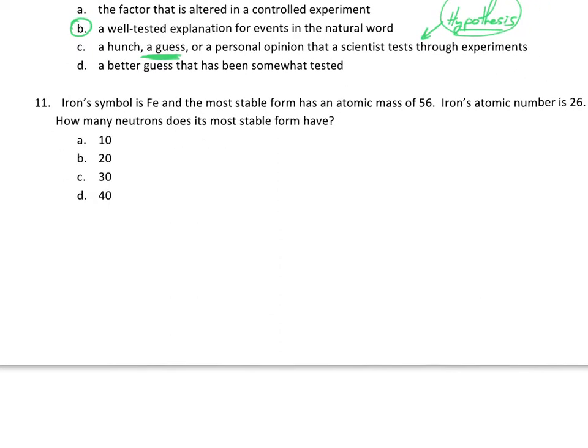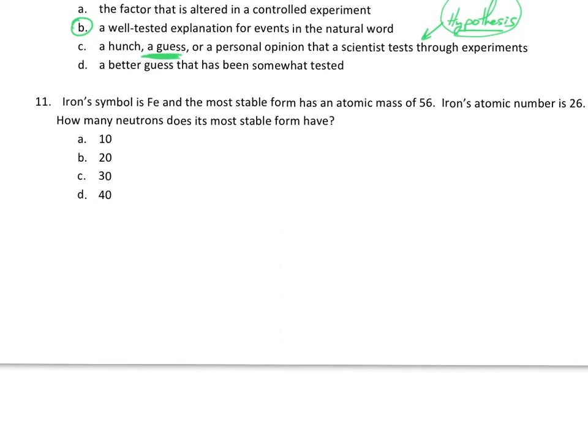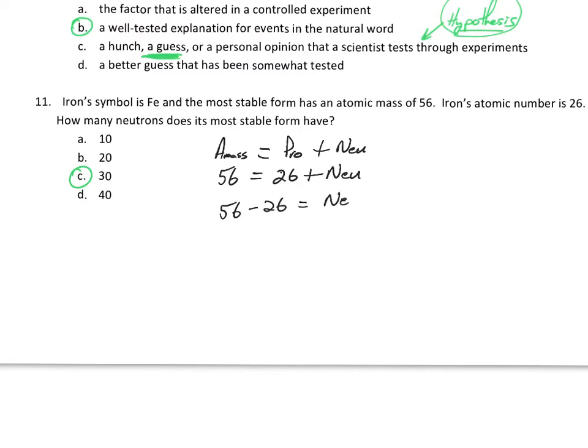Can I do 11? Yeah. Number 11. What is it? It's definitely C. Most people got this one right because it's one of the easier ones. So you know the atomic mass is 56. Atomic mass equals protons plus neutrons. You know protons is 26. What's the neutron number? That's 56 minus 26 equals the neutron number, right? Which equals 30. Are we good with that?